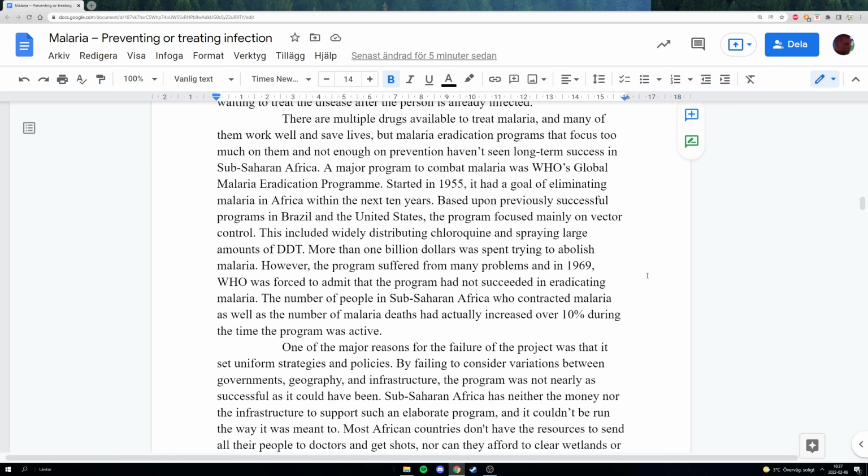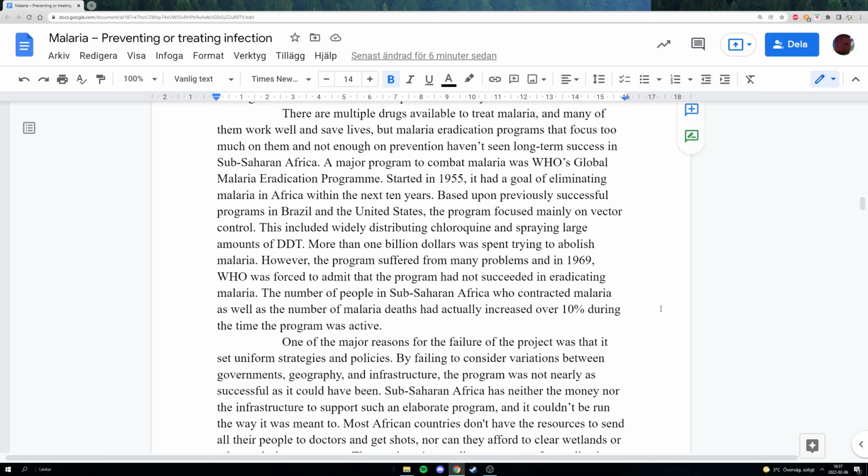However, the program suffered from many problems, and in 1969, WHO was forced to admit that the program had not succeeded in eradicating malaria. The number of people in Sub-Saharan Africa who contracted malaria, as well as the number of malaria deaths, had actually increased over 10% during the time the program was active.